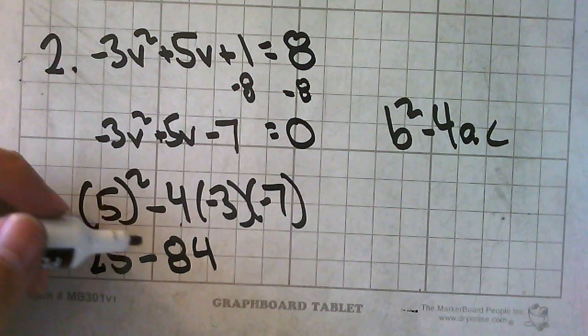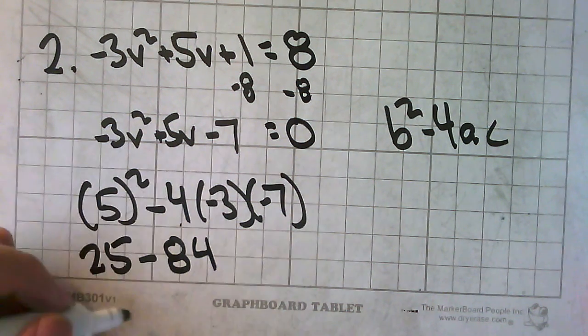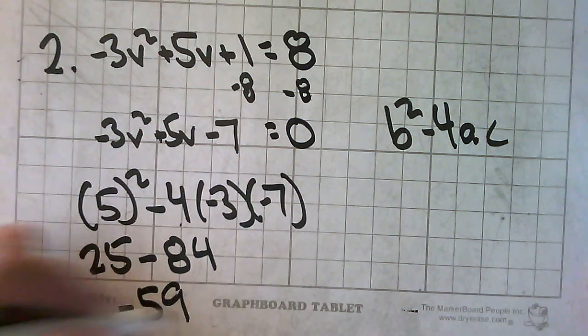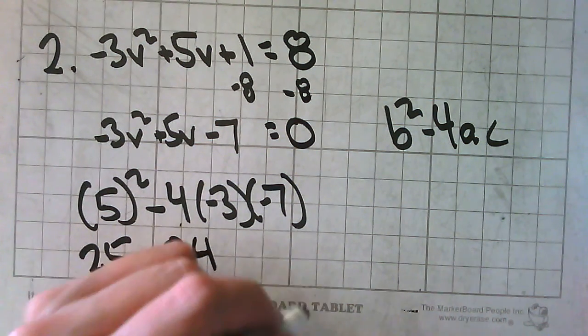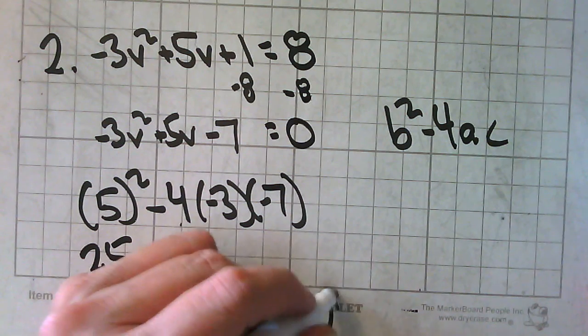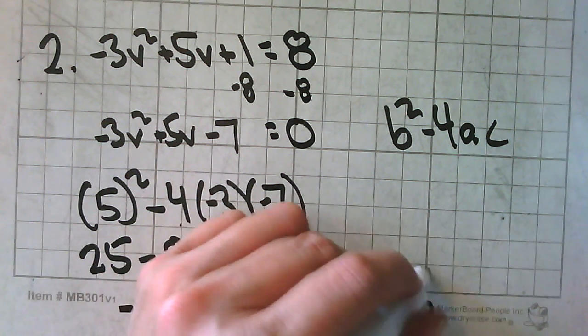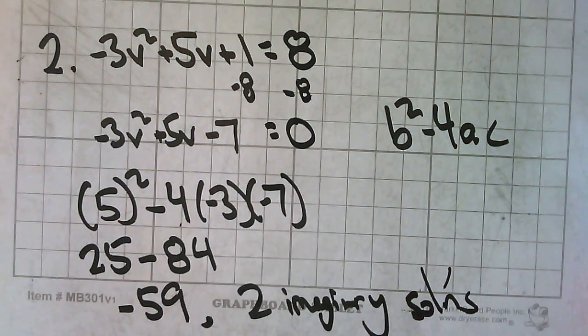And then if we did that, let me look at the answer, you're going to get negative 59. Since our answer is negative here, we're going to have 2 imaginary solutions. And if it asks how many real solutions, you would have no real solutions and 2 imaginary solutions. So there it is. There's your lesson for today.